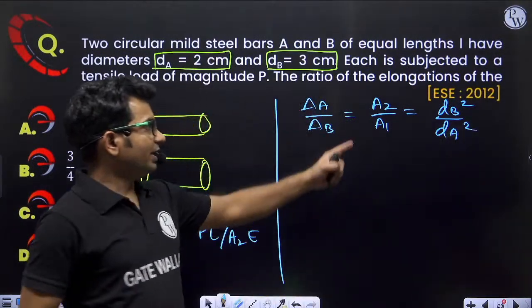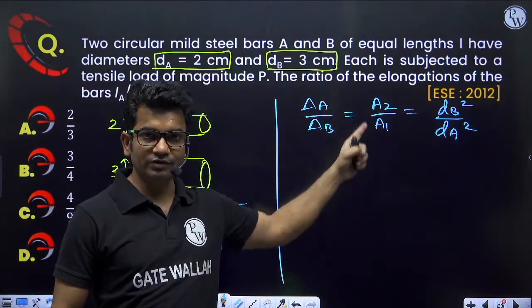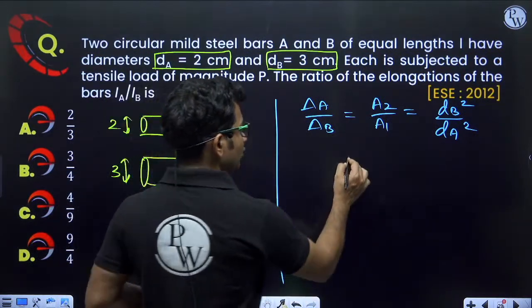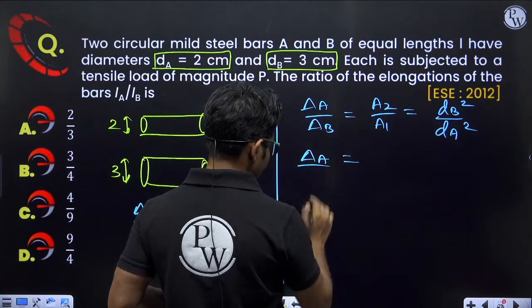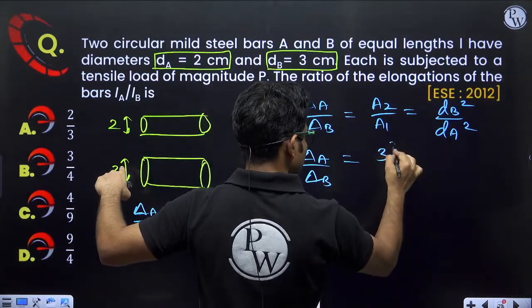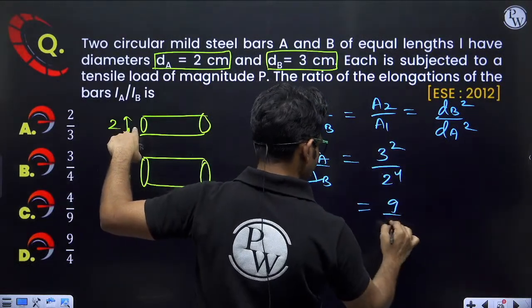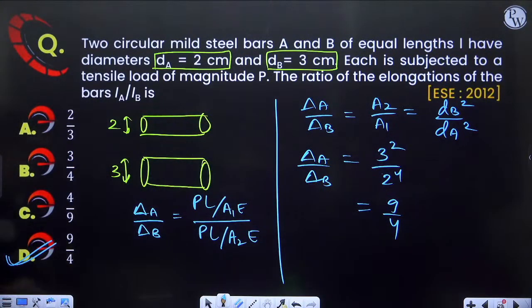Okay, so cross-sectional area will be pi by 4 d square. So pi by 4 and pi by 4 will be cancelled out. Diameter square divided by diameter square. Okay, so the change in length of A upon change in length of B will be equal to diameter of B, how much? 3. So 3 square divided by 2 square. So it will be 9 by 4. Correct answer will be option D. 9 by 4 is the correct answer.